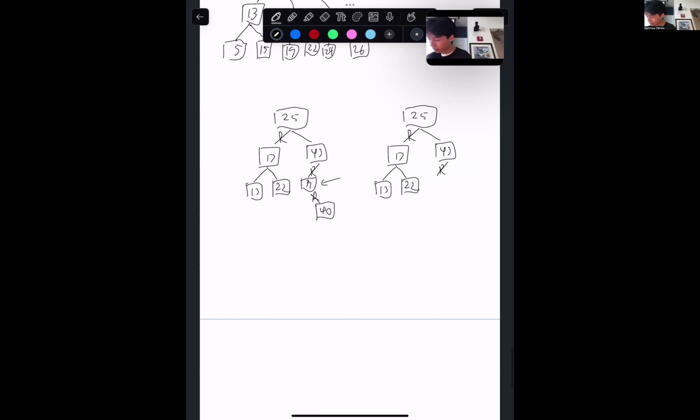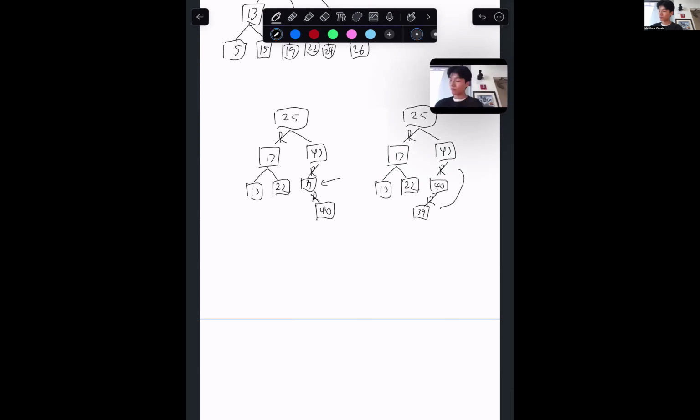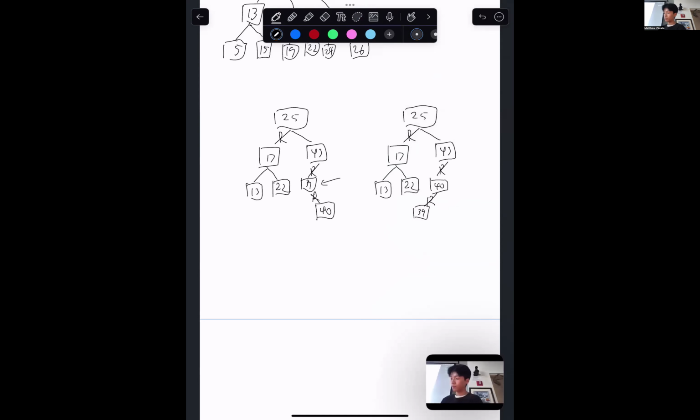And what that would look like is like this. But now we have another problem. We have 2 red links here. So what can we do with that? Rotate right on 43. Yep. So that would look like, I'm just going to draw it.